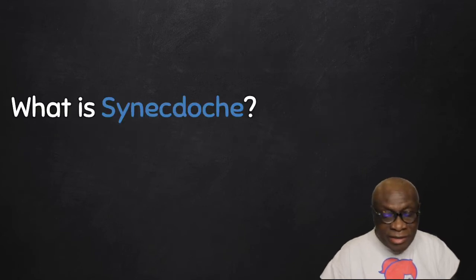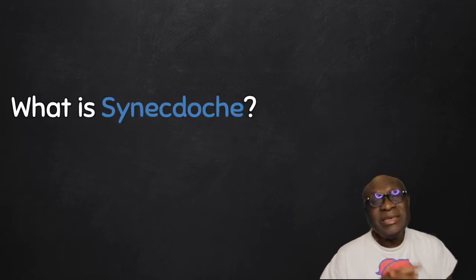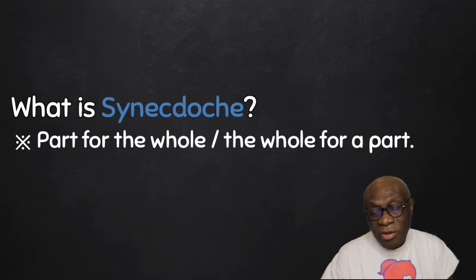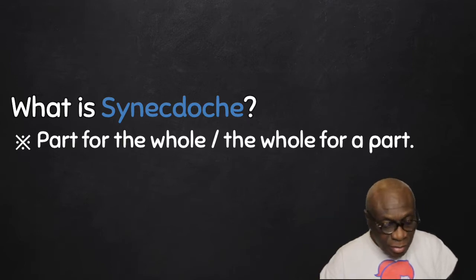What is Synecdoche? It is using a part for the whole or the whole for a part. For example, I want to talk about a book, and instead of saying book, I say page or pages, or I want to refer to the page in a book, and instead of mentioning the page, I mention the book. That is Synecdoche.